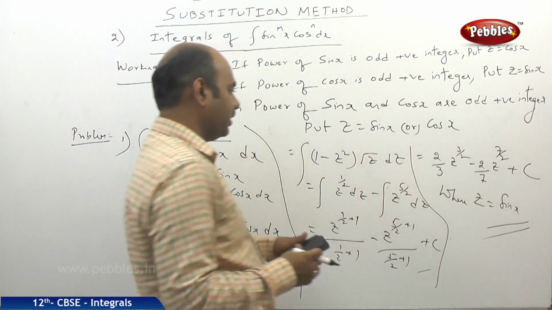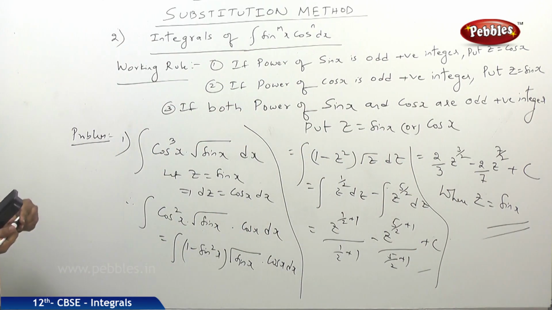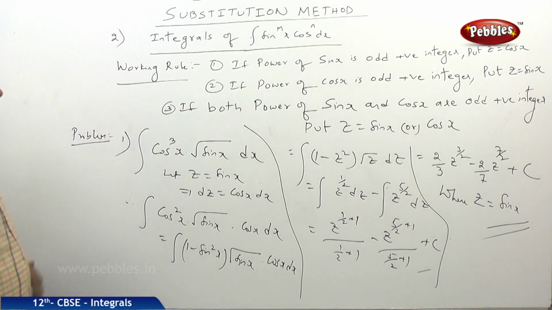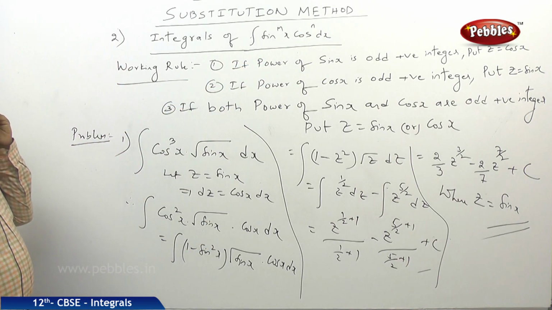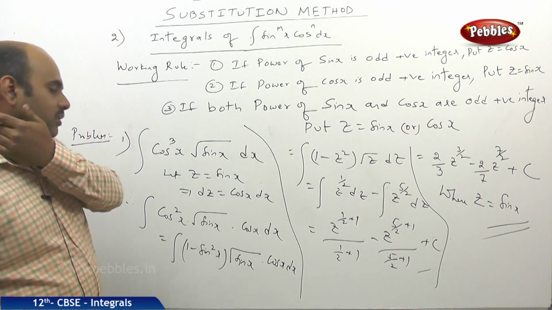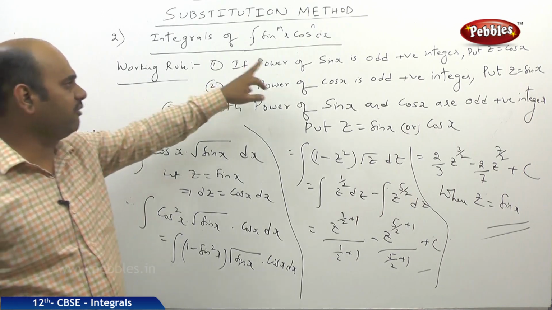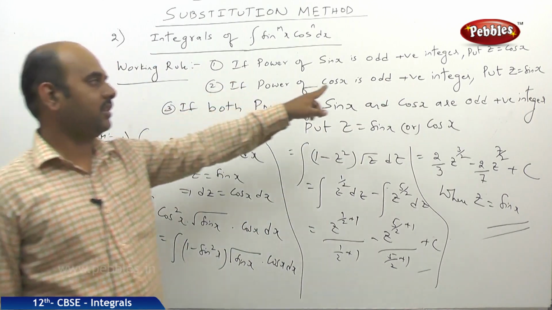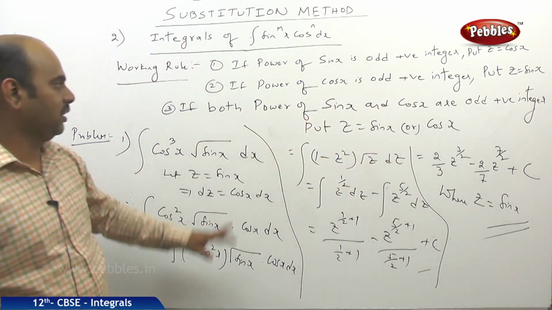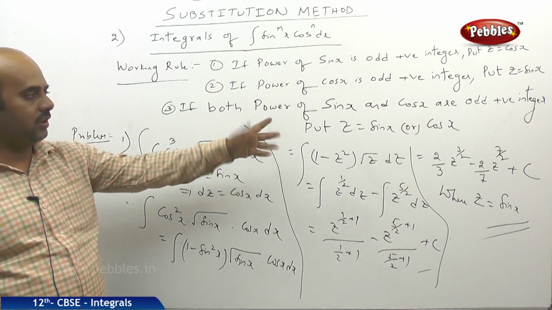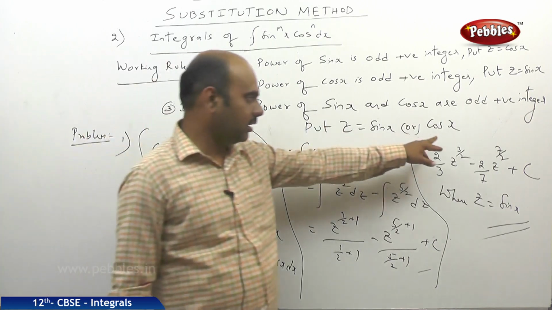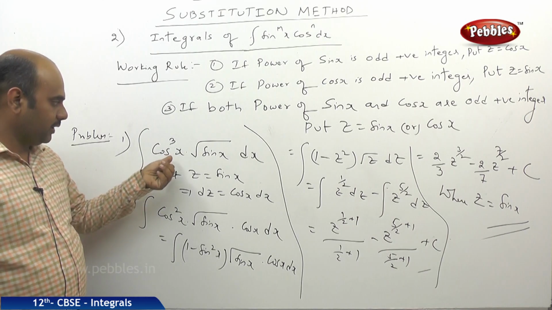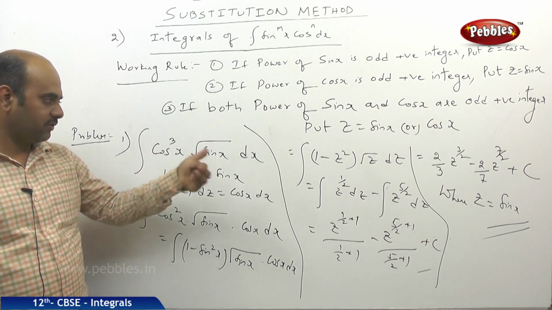Once again I am repeating, a very important pattern: integral of sin power m x cos power n x dx. Observe carefully, if odd powers are there: if the power of sin x is odd, put z is equal to cos x. If the power of cos x is odd, put z is equal to sin x. If both the powers are odd, then we can put either z is equal to sin x or cos x. I had taken an example, integral of cos cube x into under root of sin x dx.